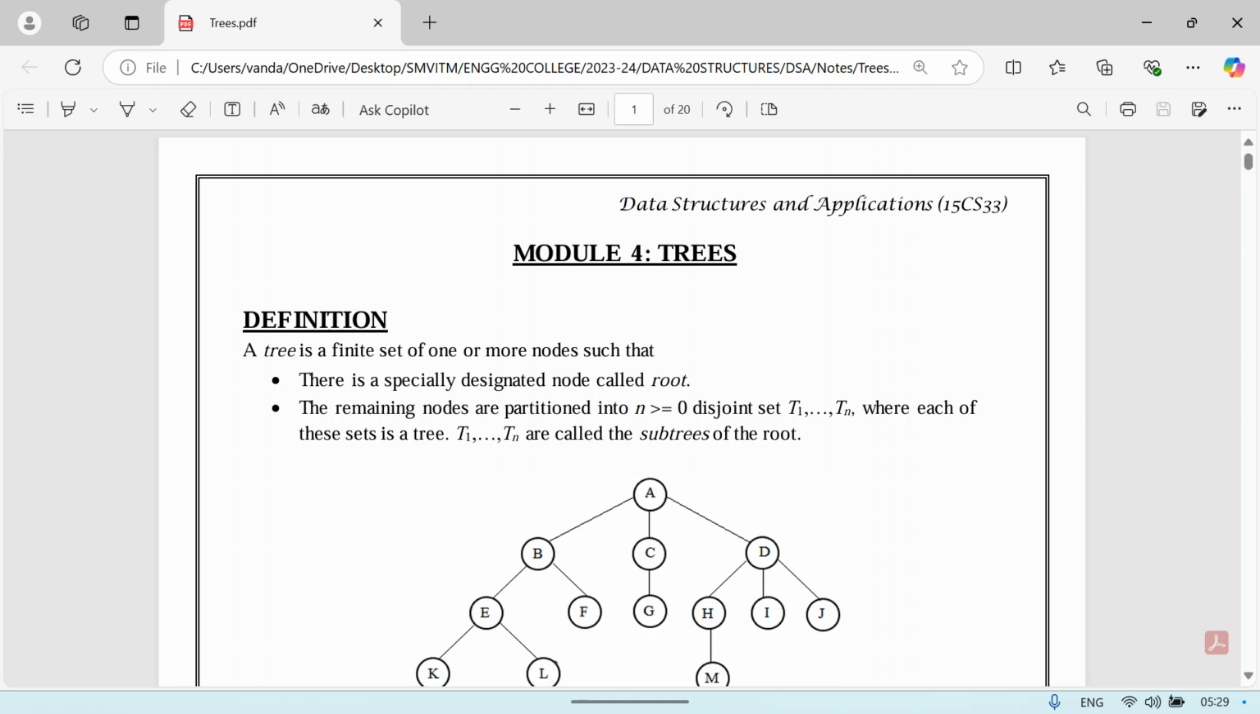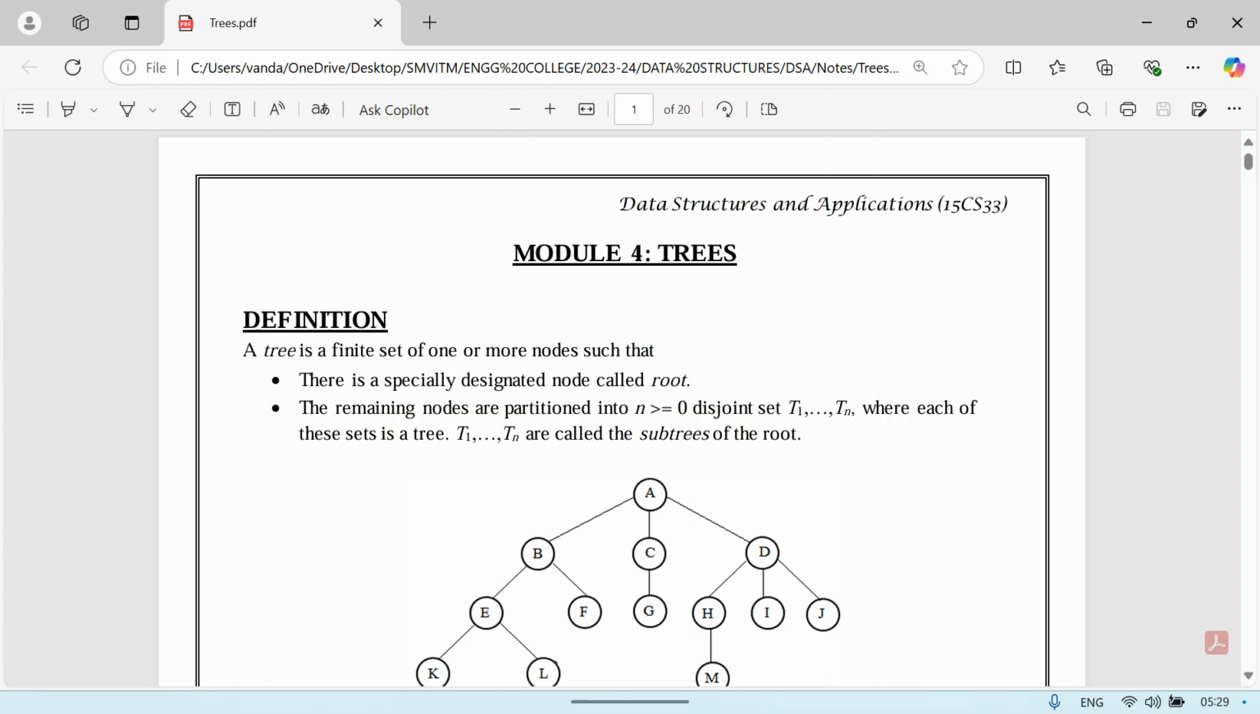Hello students, in this video I will be talking about the topic of trees. This is the first part of the video, okay? And here I will be introducing you to the topic of trees, some terminologies used, and the representation of trees, okay?